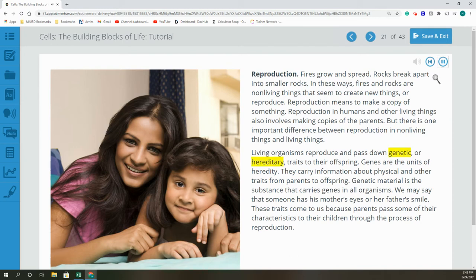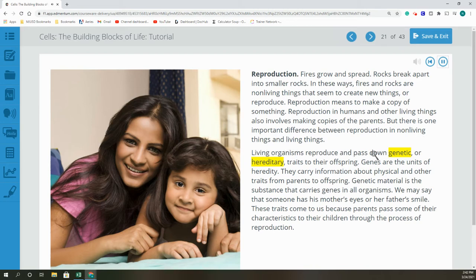Reproduction. Fires grow and spread. Rocks break apart into smaller rocks. In these ways, fires and rocks are non-living things that seem to create new things or reproduce. Reproduction means to make a copy of something. Reproduction in humans and other living things also involves making copies of the parents. But there is one important difference between reproduction in non-living things and living things.